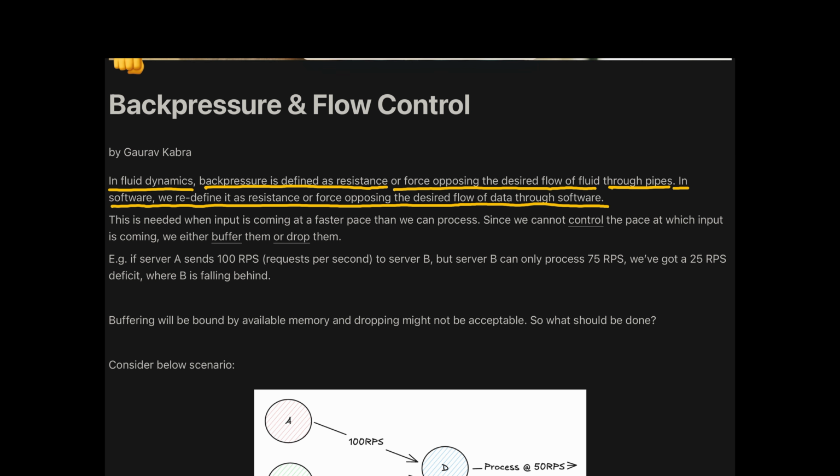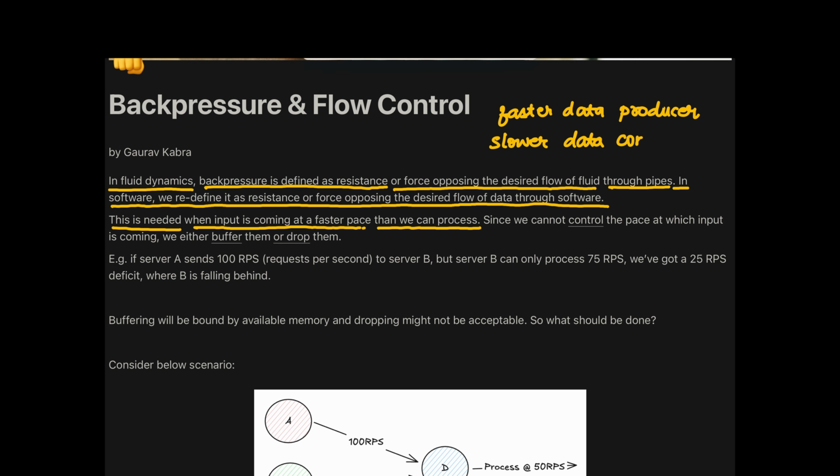Why is this needed? This is needed when input is coming at a faster pace than we can process. So there is a faster data producer and a slower data consumer. Consumer or processor, you can write. Since we cannot control the pace at which input is coming, we either buffer them or we drop them.